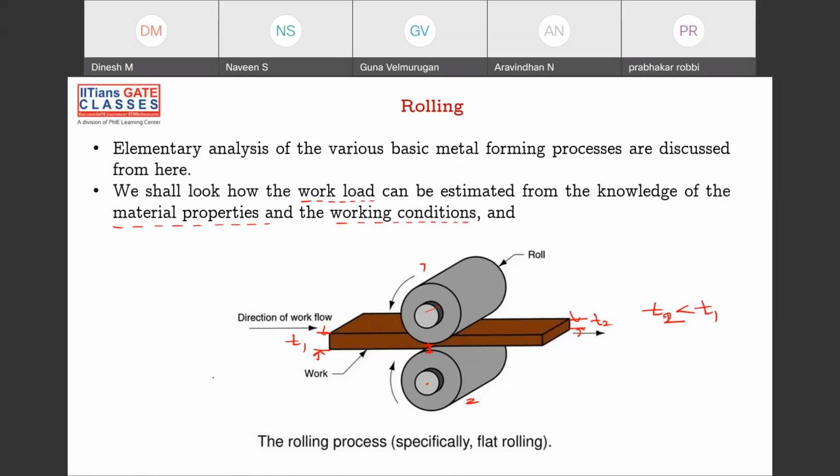Okay, in two dimensions you have to take. And epsilon z equal to 0, what does it mean? I told you already that there is no deformation in the z axis. Okay, please try to understand that. Okay, now having all this basic set, let's go and discuss something on rolling.